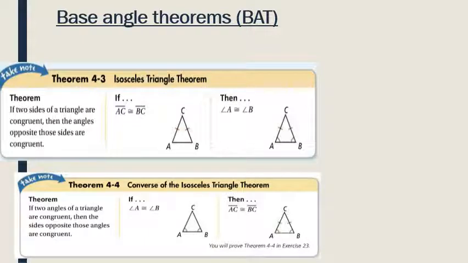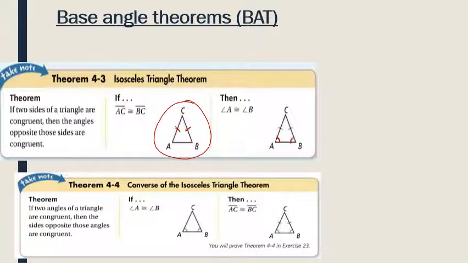So let's talk about the base angle theorem. If two sides of a triangle are congruent, then the angles opposite those sides are also congruent. So looking at our picture here, this triangle ABC, I know that there's a tick mark on AC and CB, those two segments. So that means that the angles opposite them are congruent as well. So looking over here at our final conclusion, angle A and angle B are congruent.